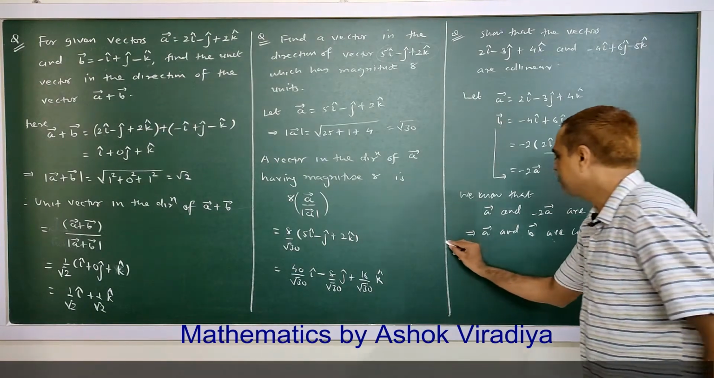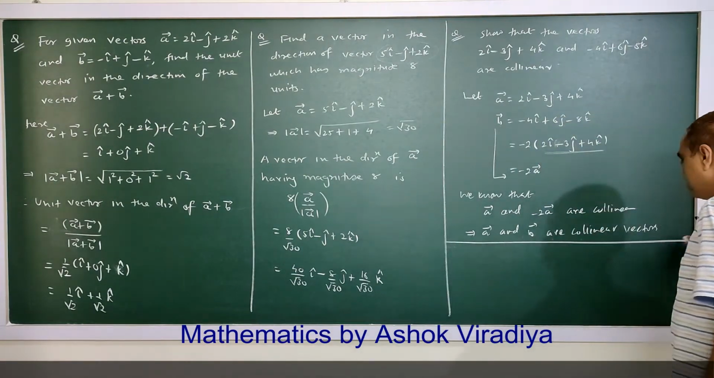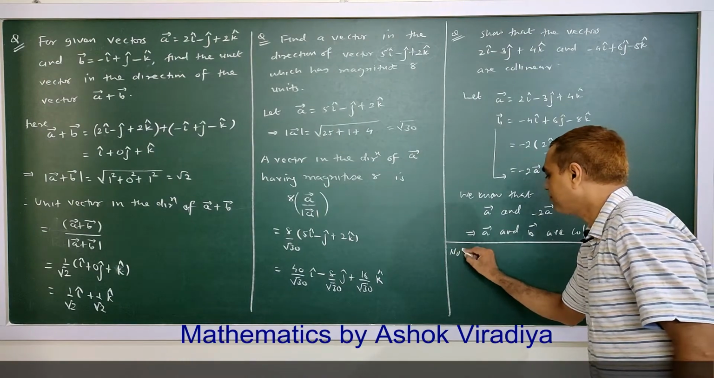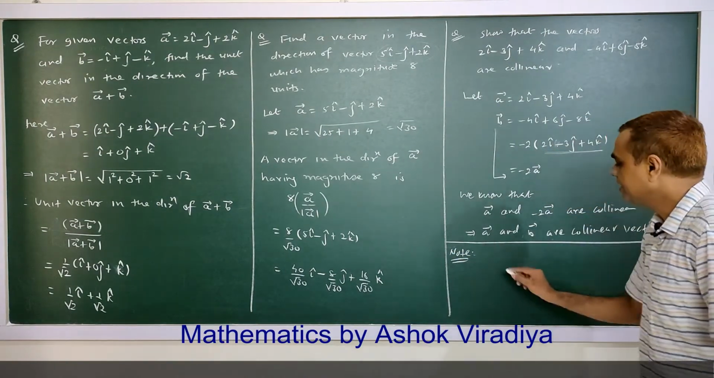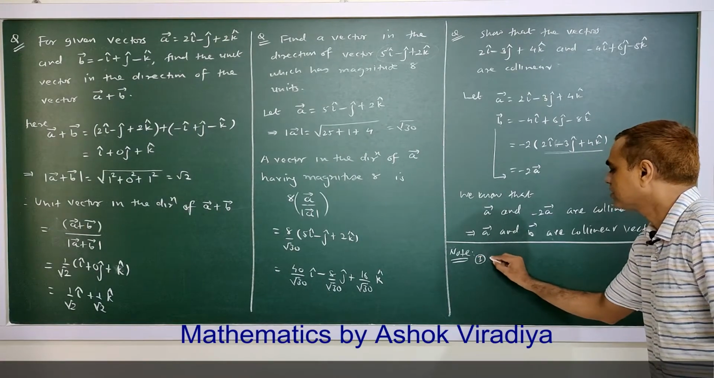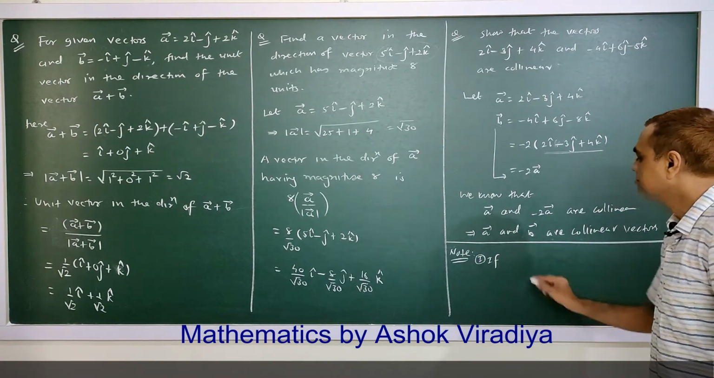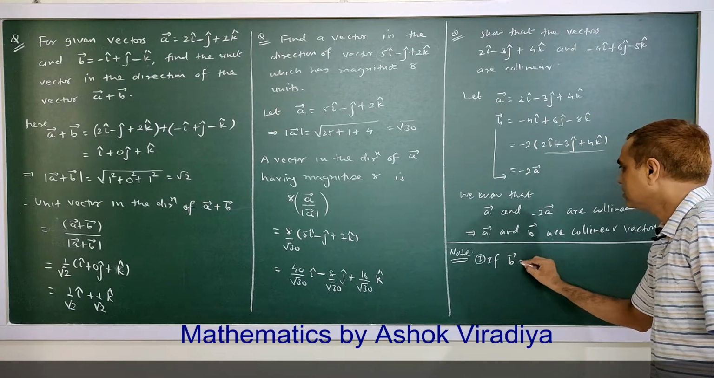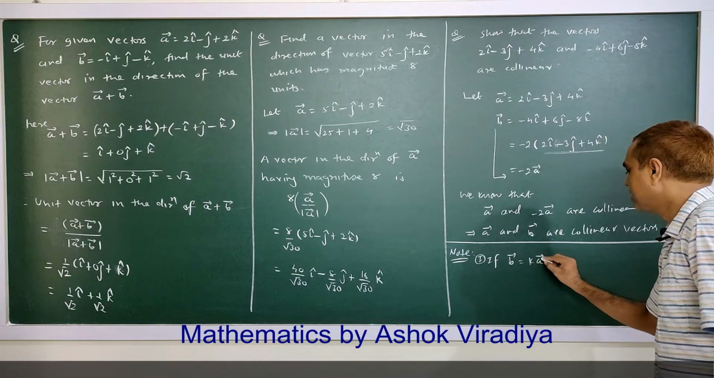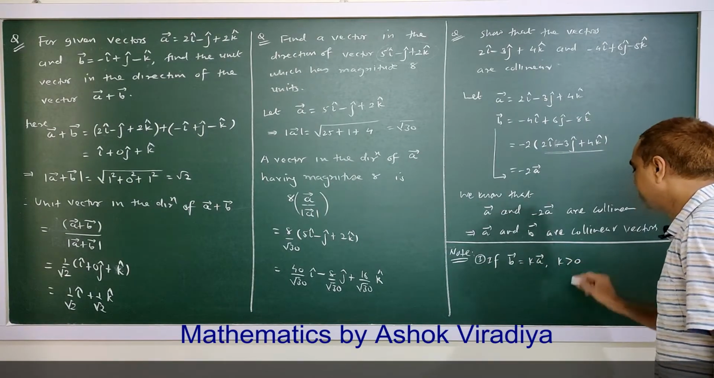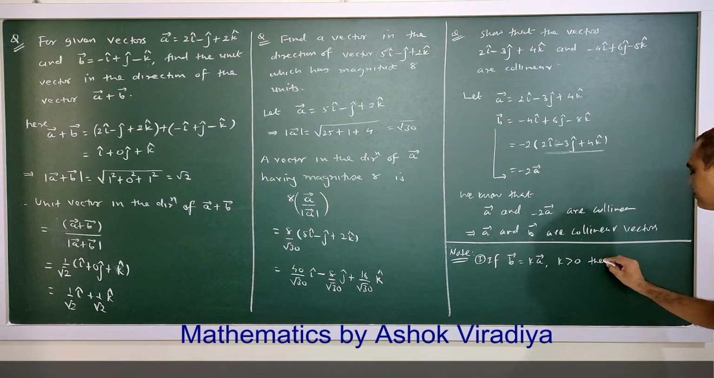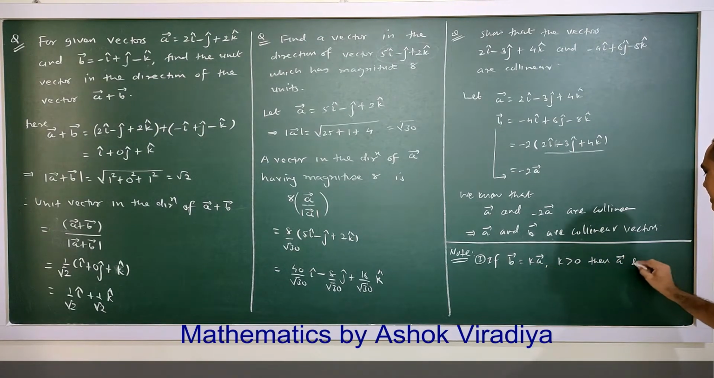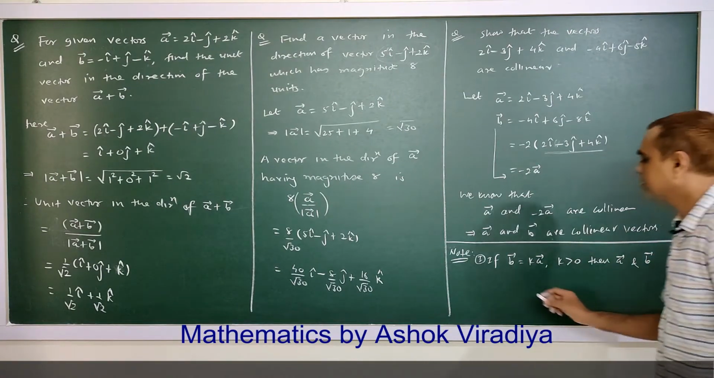Here I am putting one note. Same rule in different form. Already we discussed. If B bar is equal to k A bar, where k is positive, that means A bar and B bar are in the same direction.